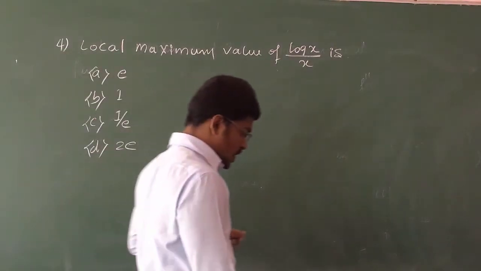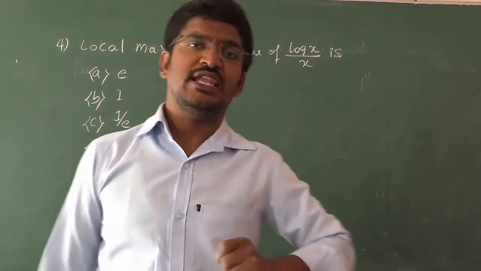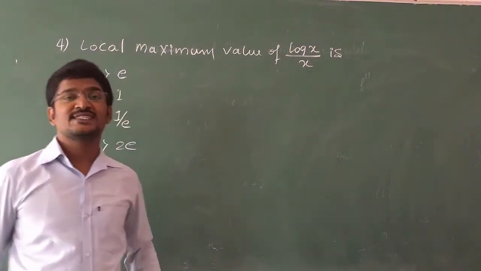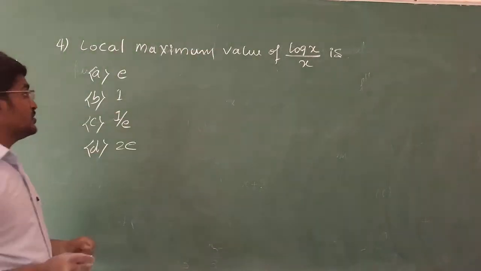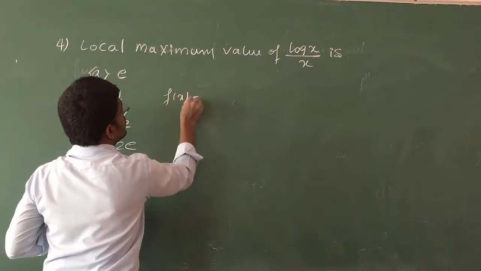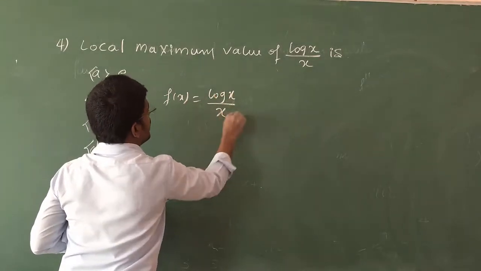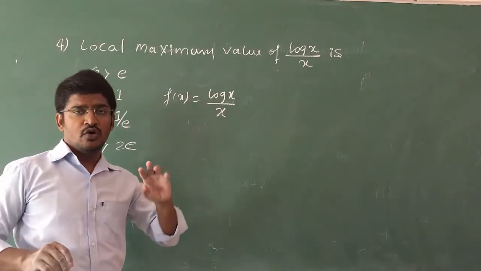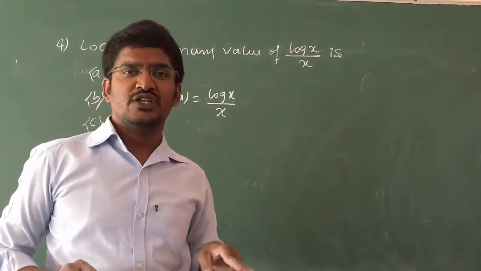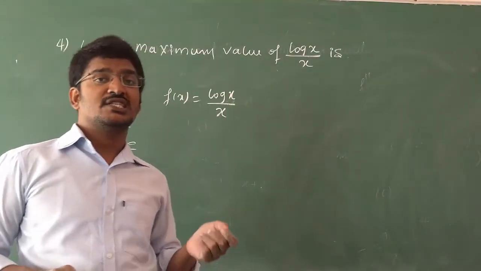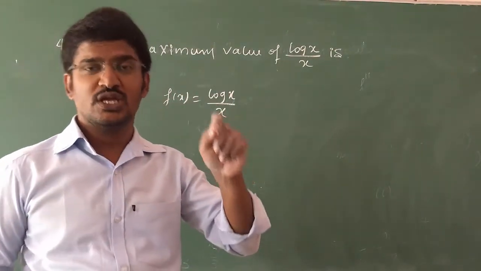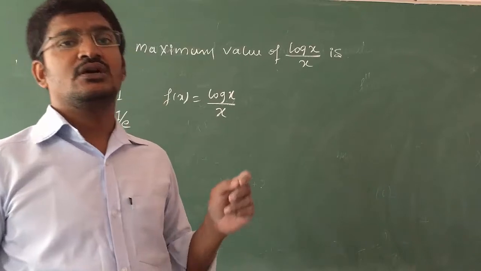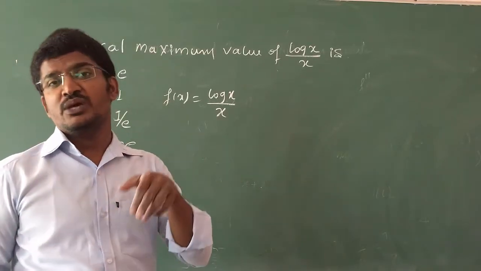Okay students, now let us see the next problem. Local maximum value of log x by x. The function is log x by x. As you all know, you have to calculate f dash of x, equate to 0, find the roots, go for the double differentiation, and put the roots in it. Check whether f double dash at that root is lesser than 0 or greater than 0. If lesser than 0, a maximum value exists. If greater than 0, a minimum value exists.